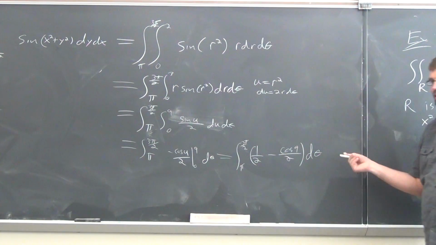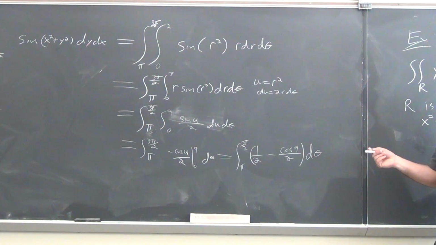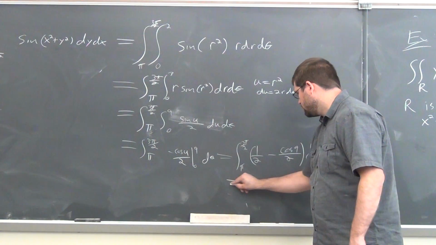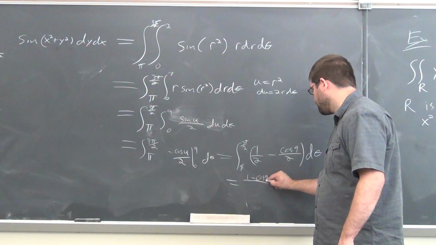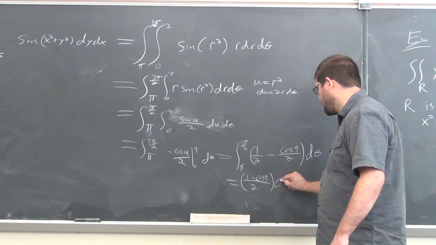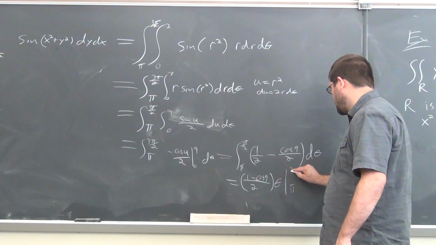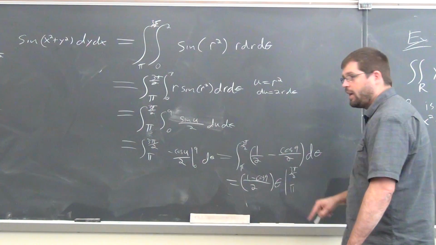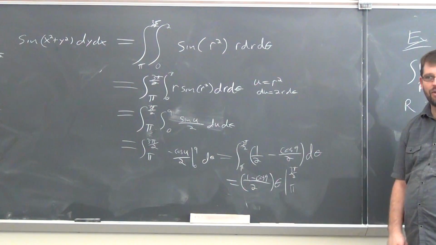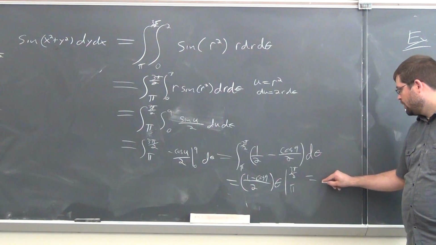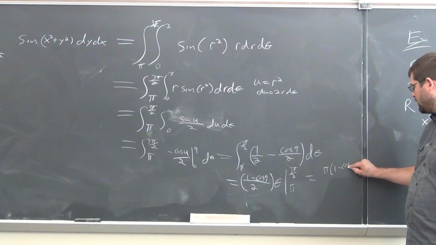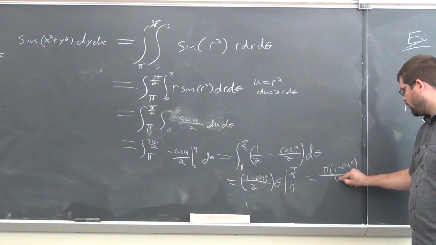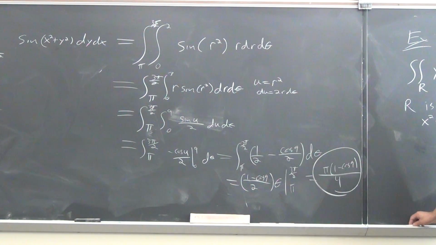d theta, now that's just a constant, right? And so you just get 1 minus cosine of 9 all over 2 times theta, pi to 3 pi over 2. So when you plug those in, you get 3 pi over 2 minus pi, so that's pi over 2. So the whole thing just becomes pi times 1 minus cosine of 9 over 4. Not a particularly nice looking answer.